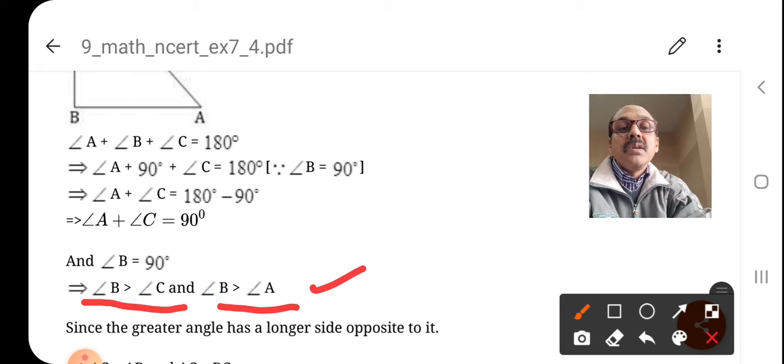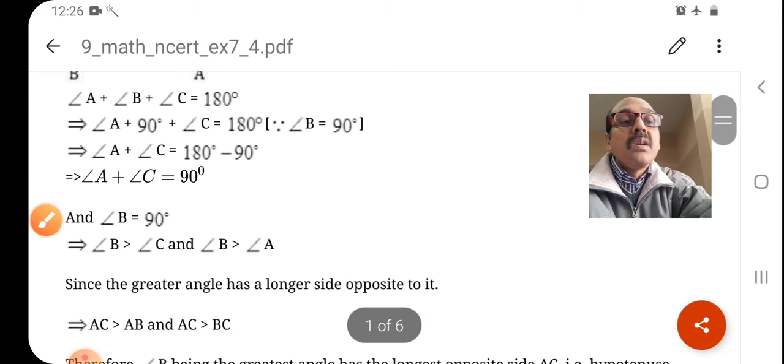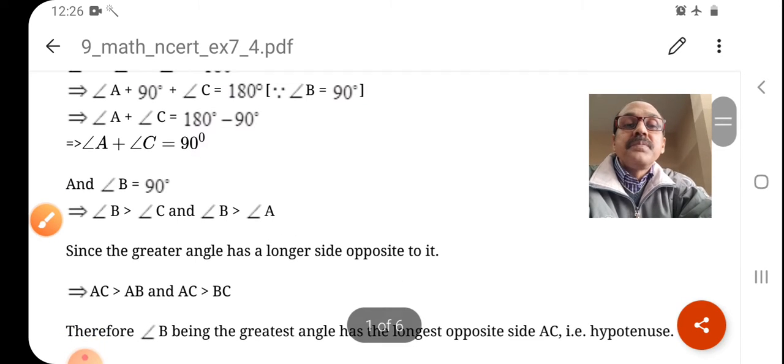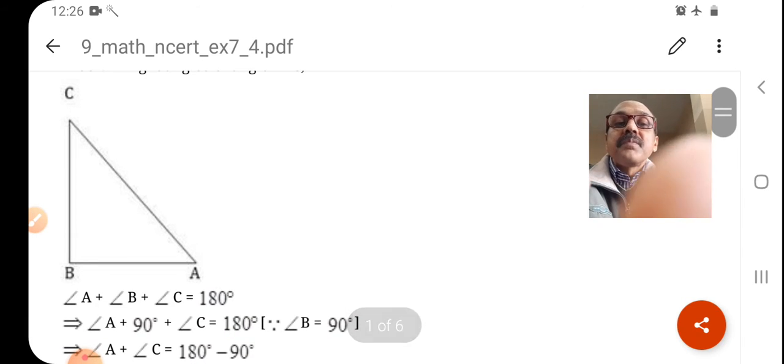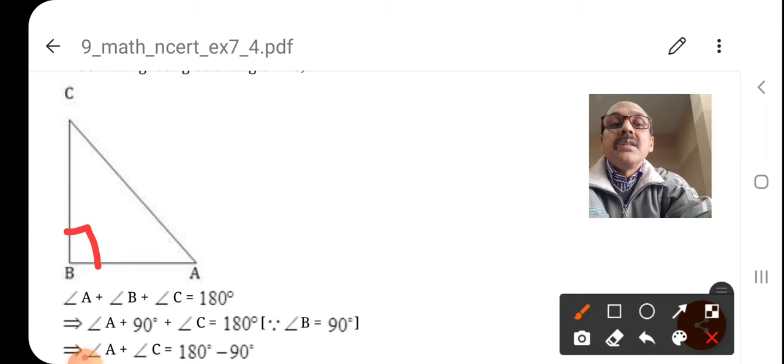And we know that the greater angle has a longer side opposite to it. The greater angle is 90 degrees, so the opposite side is the longest side out of the three sides. AC is the side opposite angle B. This is 90 degrees, so the opposite side is AC. So AC is the longest side out of all three sides, AB, BC and AC.